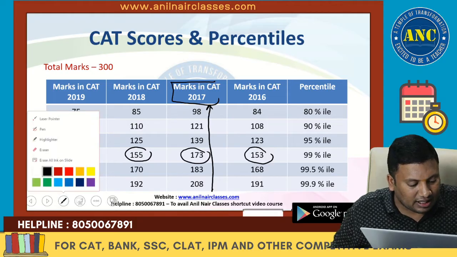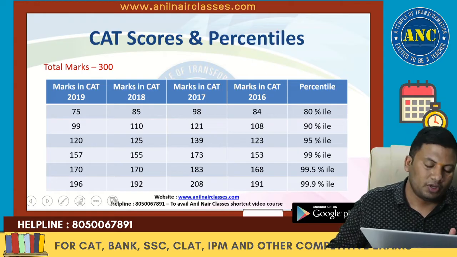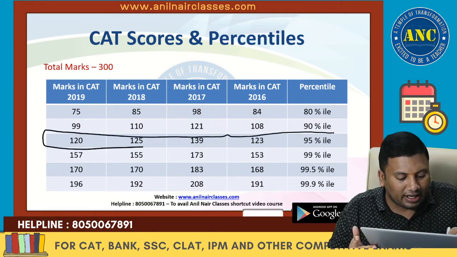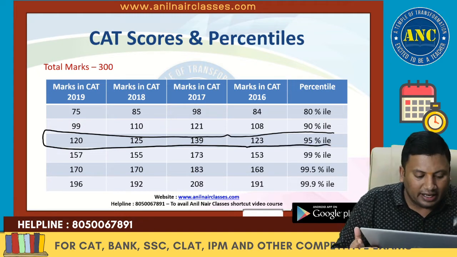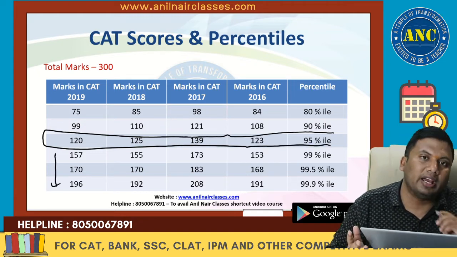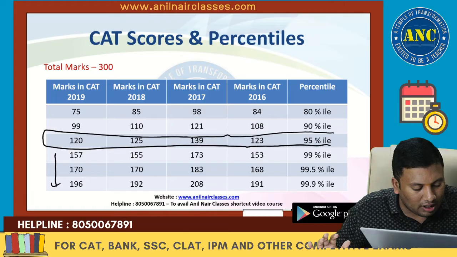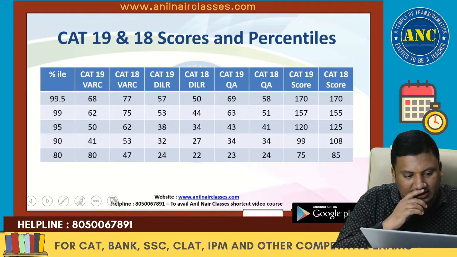At 95 percentile, you are almost close to the new IIMs. At 95 plus percentile, you will get a call from the baby IIMs. At 99 plus percentile, the old IIM calls will start. This is the first thumb rule. Now let us see the section wise analysis.